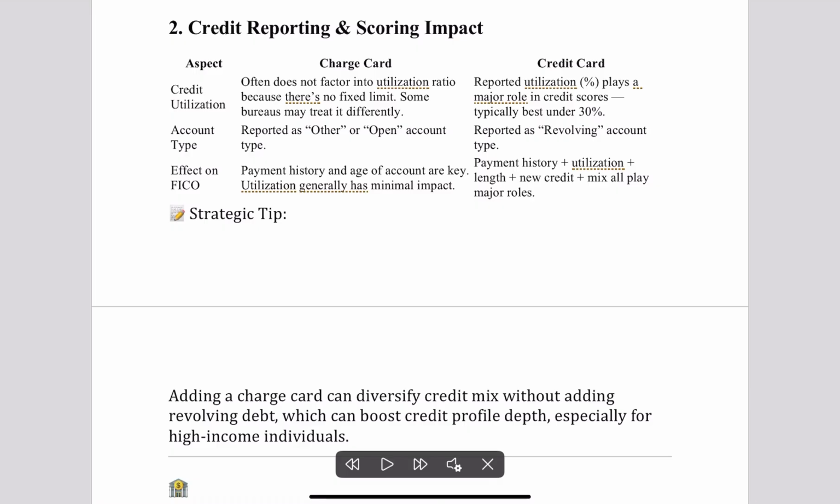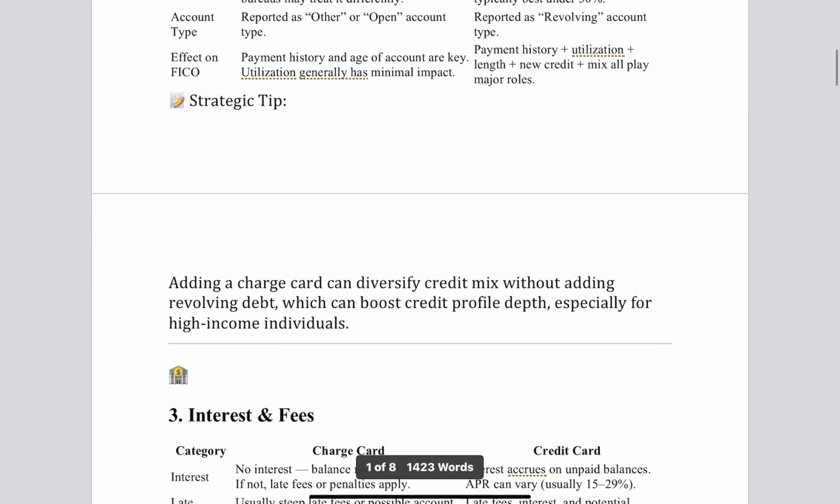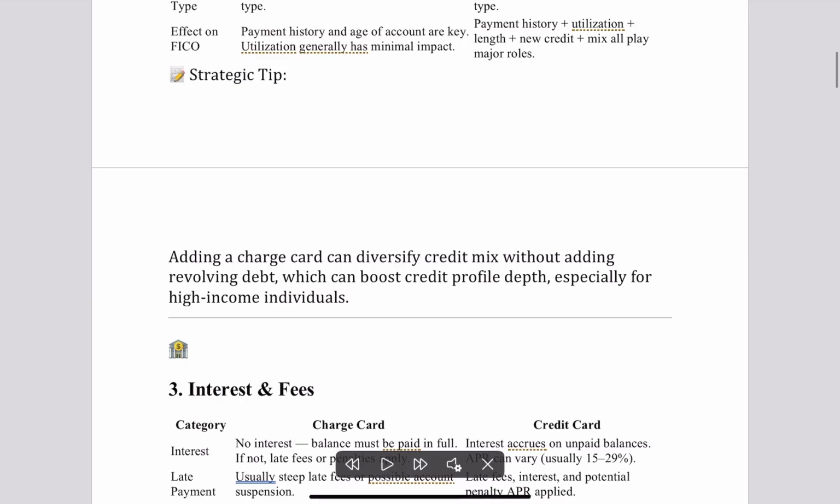Let's continue. On FICO. Payment history and age of account are key. Utilization generally has minimal impact. Payment history plus utilization plus length plus new credit plus mix all play major roles. All that stuff affects your credit limit and what agencies will give you, how much credit they give you.